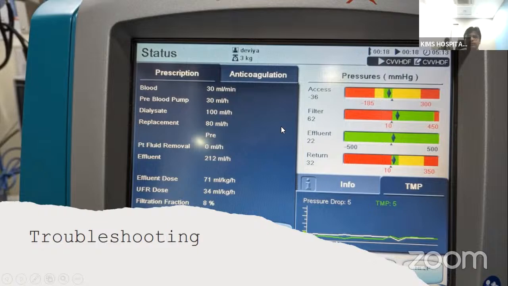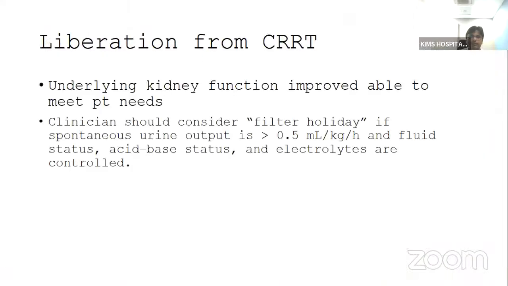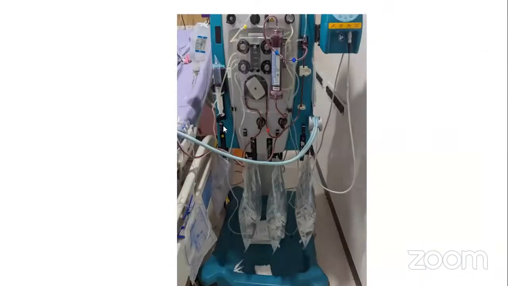So these four pressures are access pressure, filter pressure, effluent pressure, and return pressure. I'll show where we measure these. This is where we measure the access pressure. This is where we measure the filter pressure. And this is where we measure the effluent pressure. This is where we measure the return pressure.